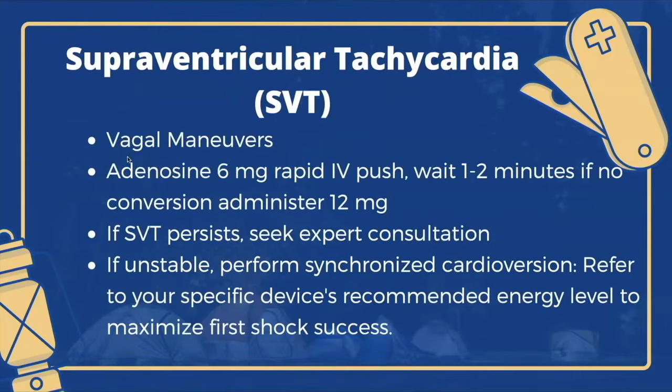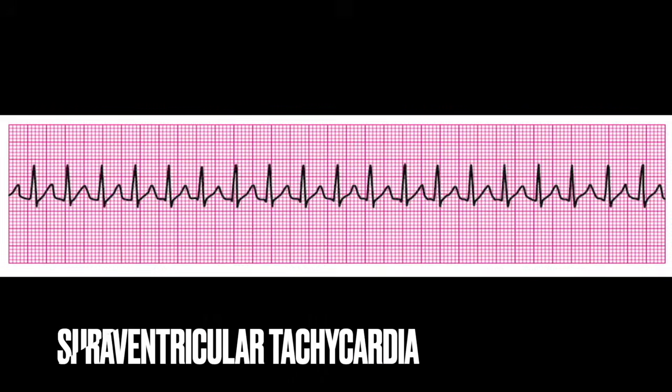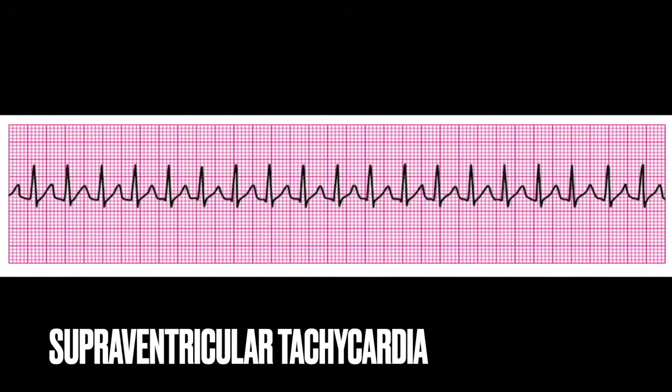With SVT, first you want to have the patient try vagal maneuvers. Adenosine 6 milligrams rapid IV push. Wait 1 to 2 minutes. If no conversion, administer 12 milligrams.